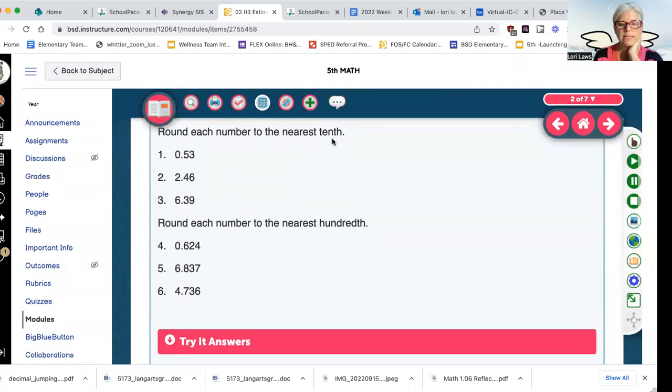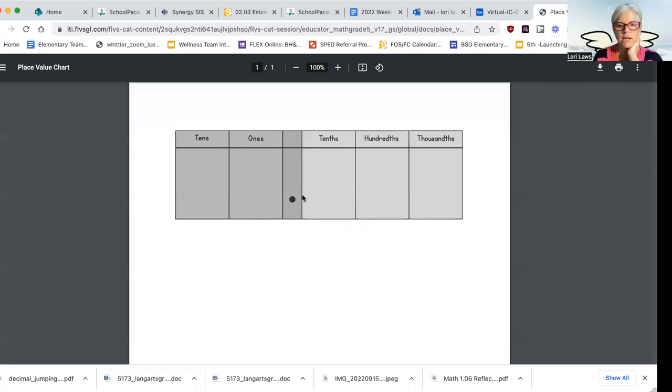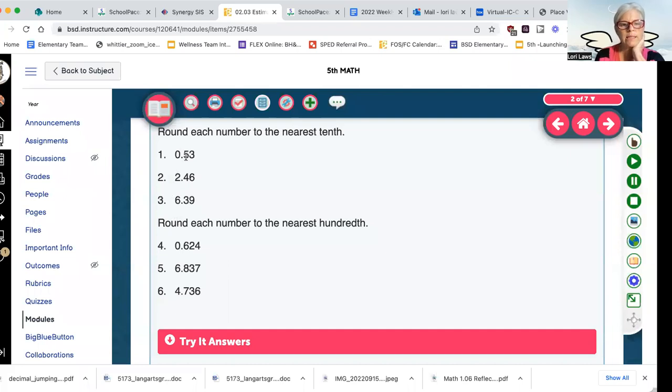Round each number to the nearest tenth. Okay, I have to decide which one's the tenths, here, here, or here. I'll look at my place value chart. Oh, these are tenths, just to the right of the decimal. I'm going to go back to my lesson. So I'm rounding to this number.